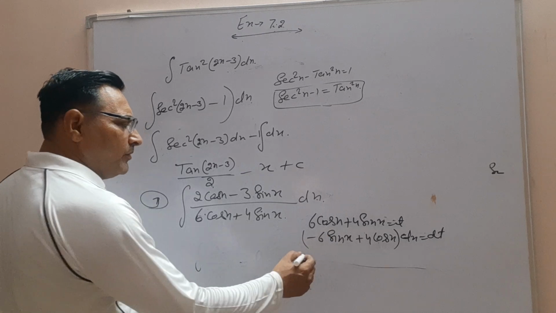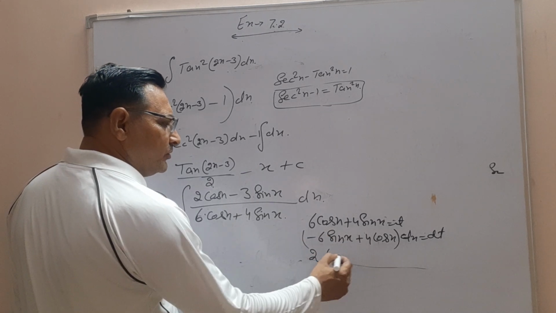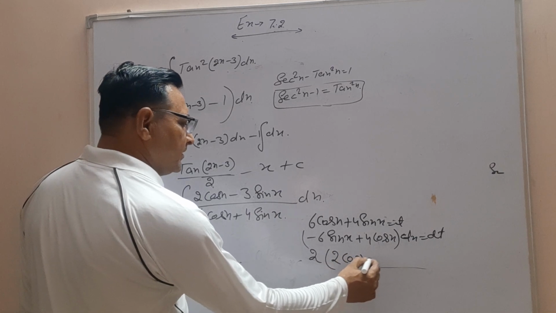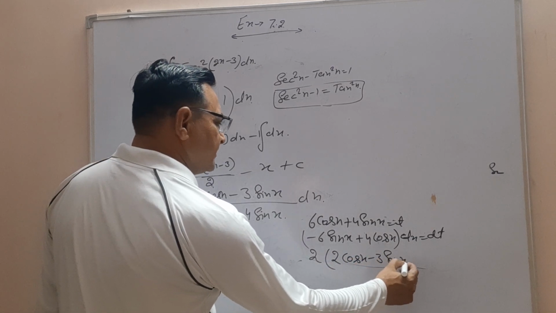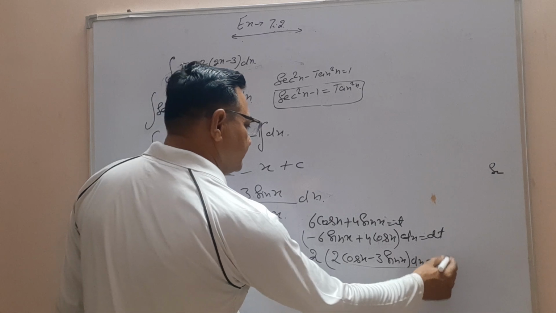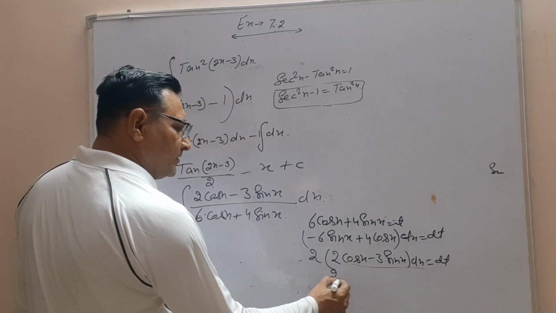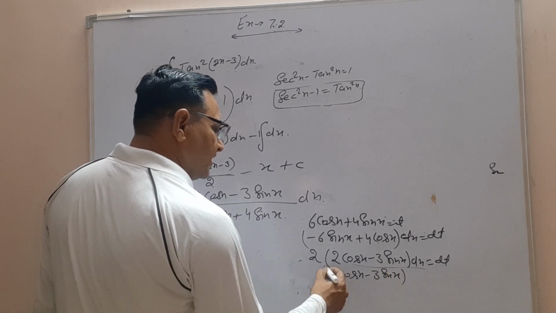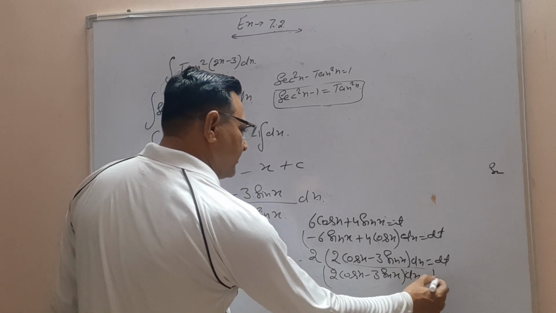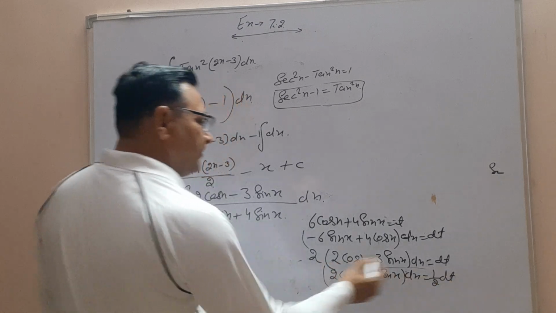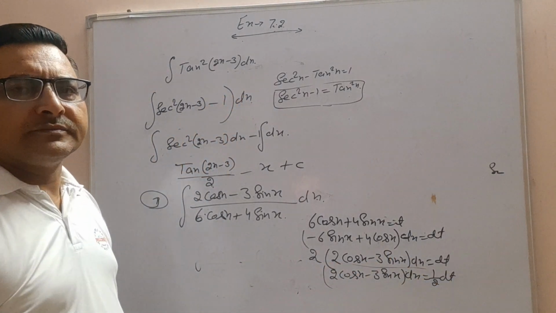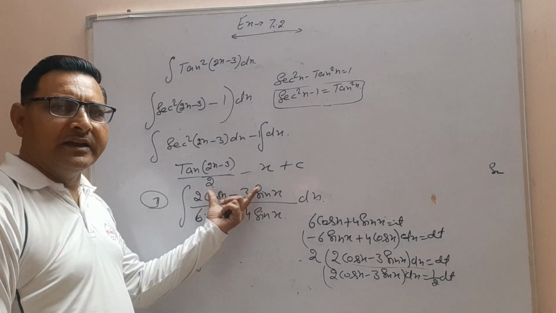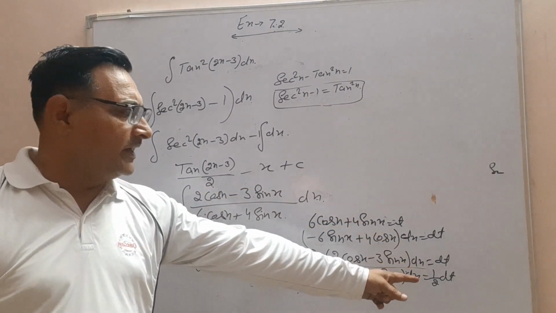Now take 2 common from here. What will it be? 2 to the 4. 2 cos x minus 3 sin x dx is equal to dt. So it will be twice of cos x minus 3 sin x into dx is equal to 1 by 2 into dt. Cross multiply this 2. Now we get in the numerator 1 by 2 into dt.